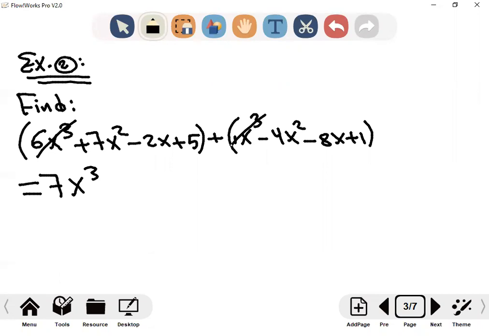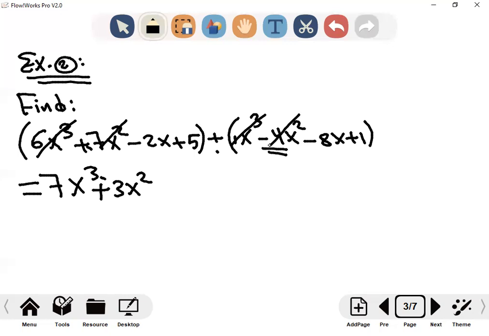Now 7x power 2 minus 4x power 2. There is a minus here. 7x power 2 minus 4x power 2, so 7 minus 4. Now you say, Mister, we are adding, right? Okay. 7 plus minus 4. 7 plus minus 4. 7 minus 4, right? Right. So are we done with x power 2? Yes. Cross them out so you don't get confused.